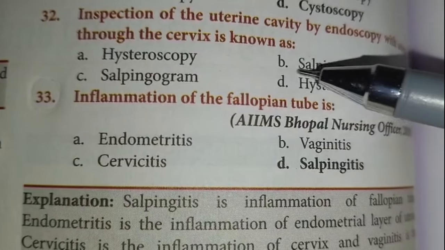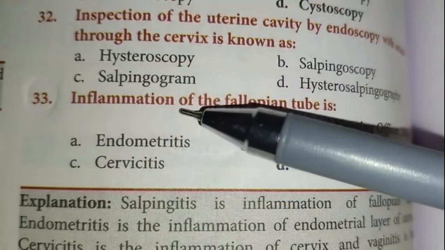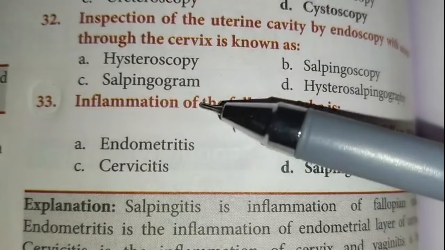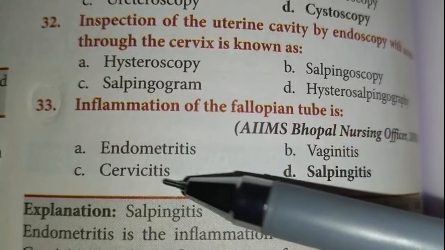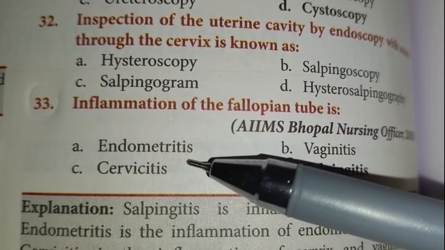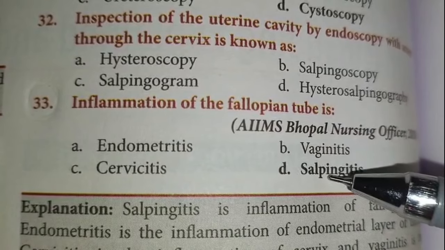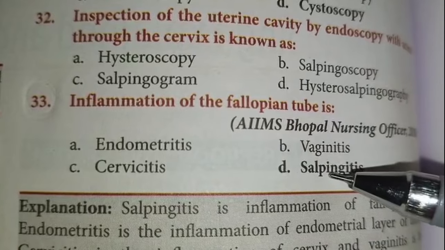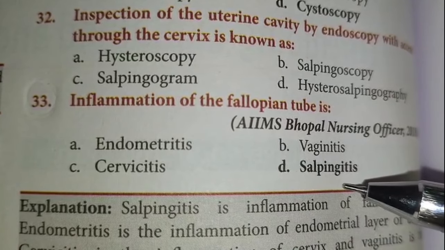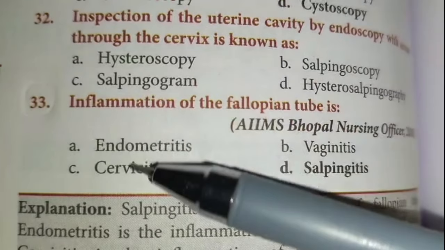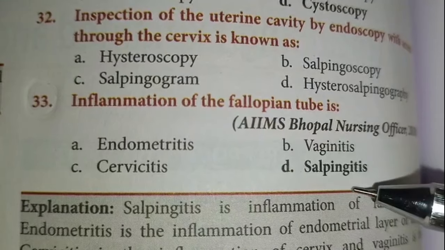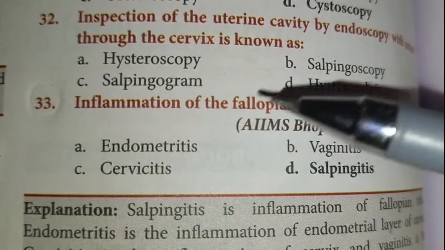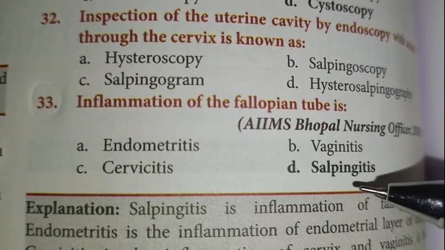And the next question is, inflammation of the fallopian tube is. Once again, inflammation of the fallopian tube is. Option A, endometritis. Option B, vaginitis. Option C, cervicitis. And option D, salpingitis. And the correct answer is salpingitis. Inflammation of the fallopian tube is salpingitis.